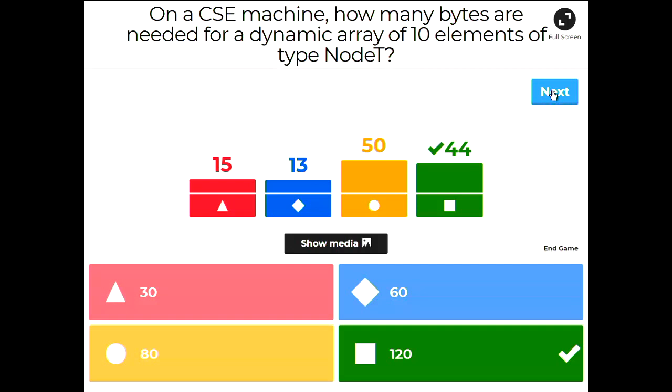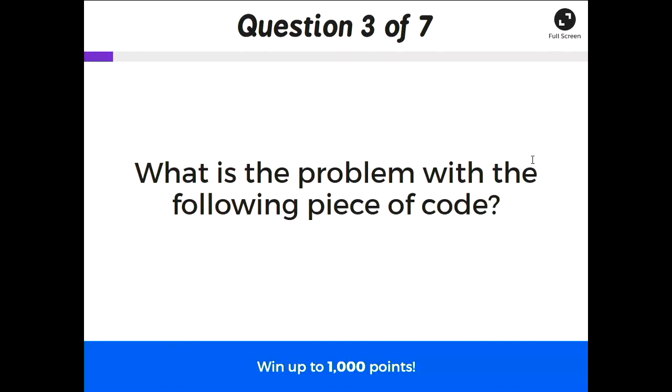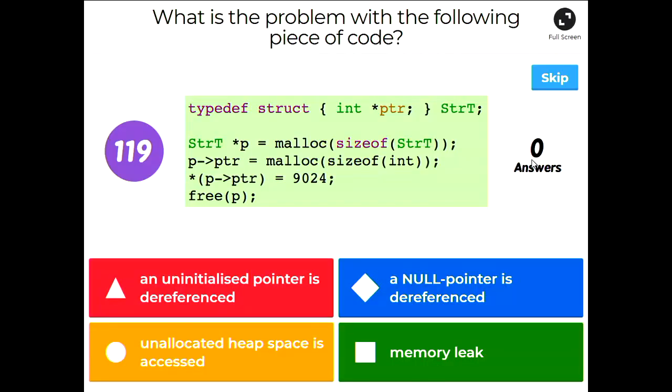Let's see who was fastest. That was very quick. I wonder if that was pure luck or whether you really saw it. There will be other questions, and I don't really expect that anyone is able to answer all questions correctly. So everyone can still win. What is the problem with the following piece of code? That's a tricky question.